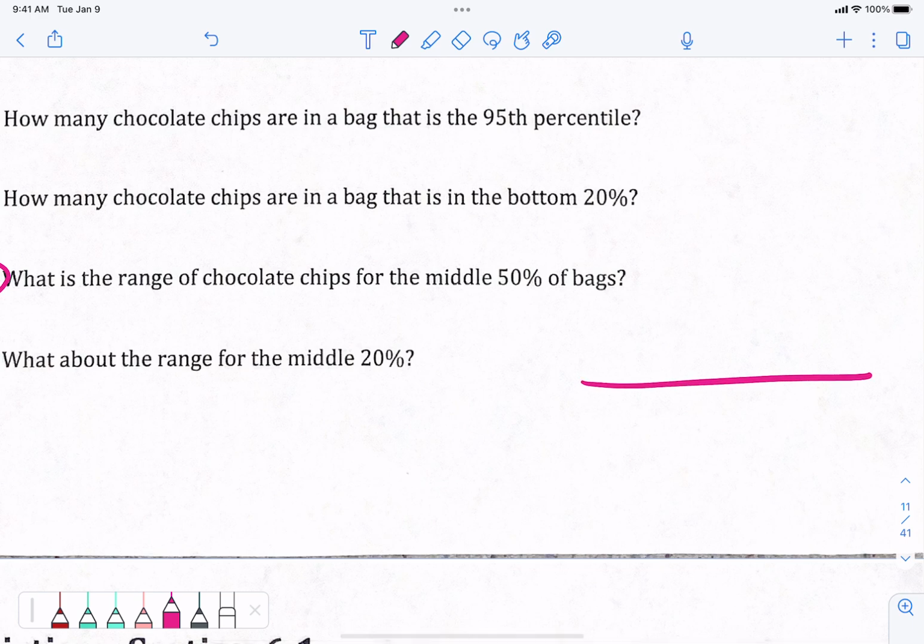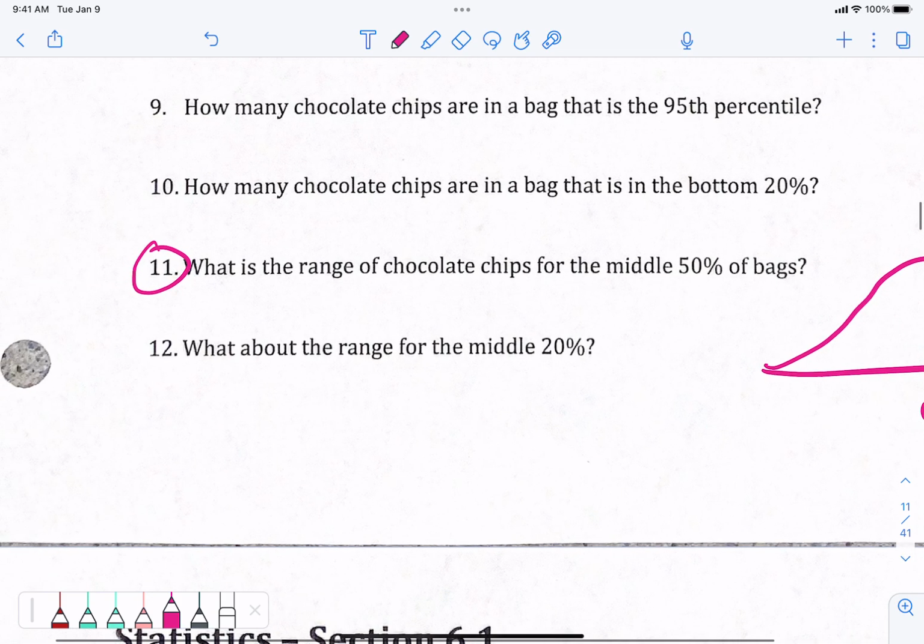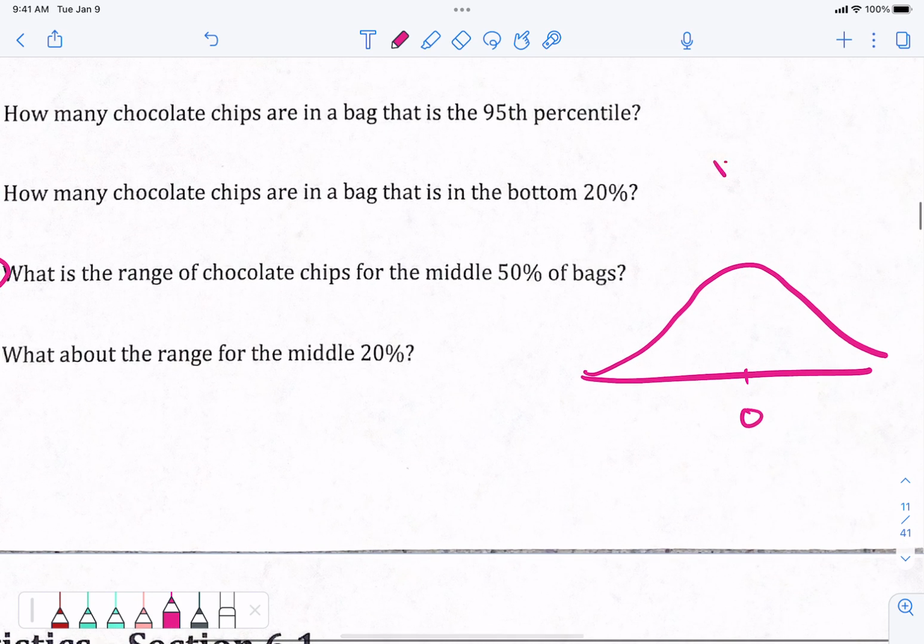Here we go. Number 11. Draw your bell curve. Here's 0. Last one. Number 11. We are trying to find the middle 50%. This is the cookie side. Number 11, the middle 50%. The average number of chocolate chip cookies in a bag is how many from above? So I don't have to scroll up.